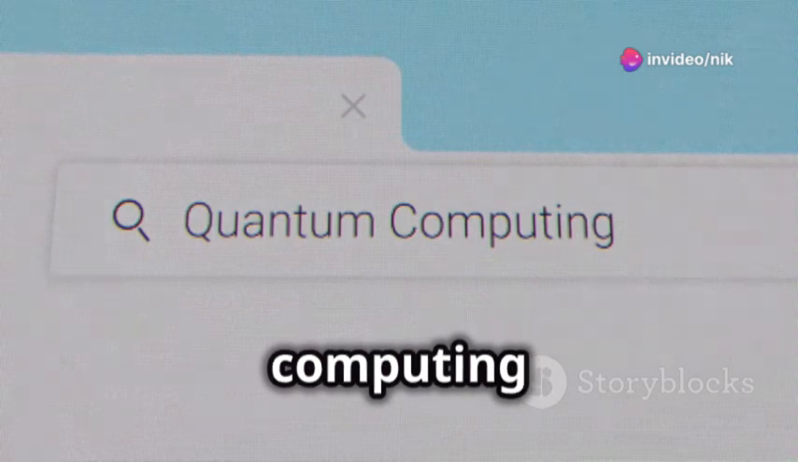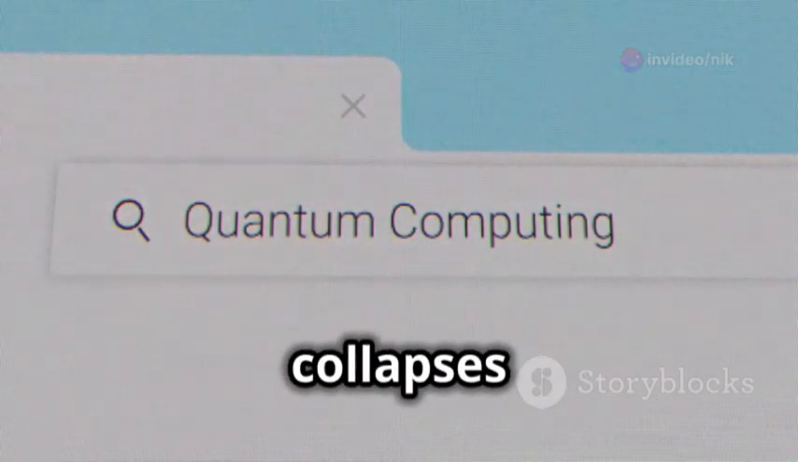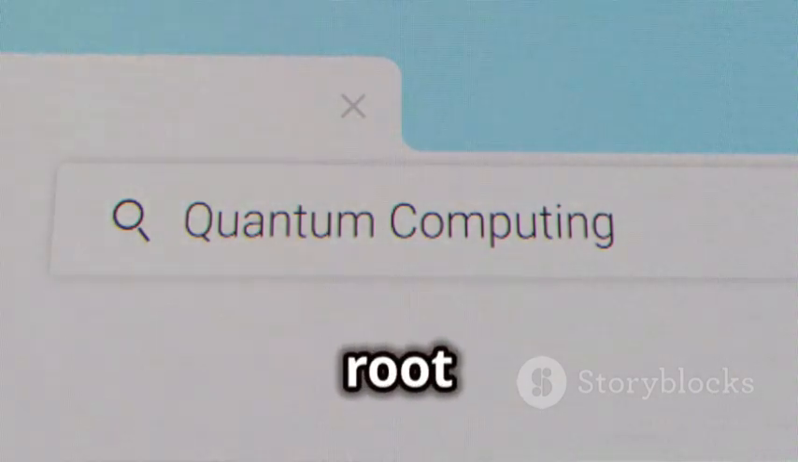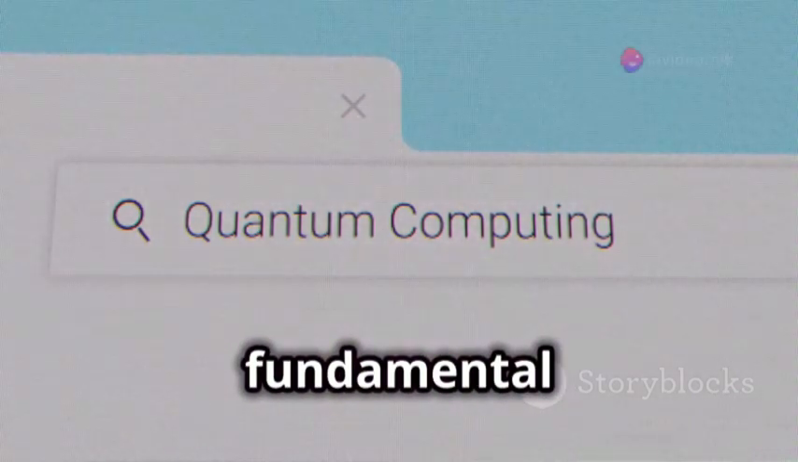Key concept. Just as quantum computing uses superposition to explore all potential outcomes and then collapses to a single solution, the digital root explores the number's full range of digits and reduces it to a singular fundamental value.